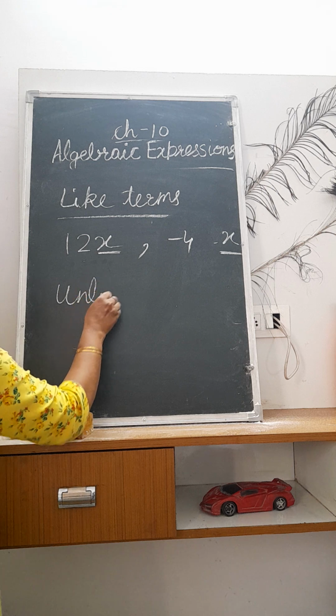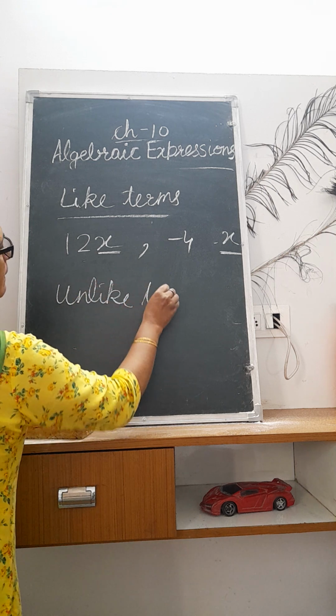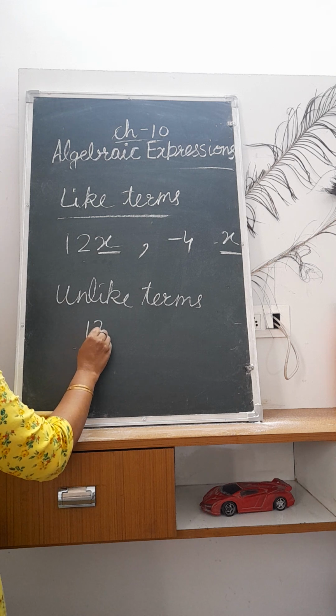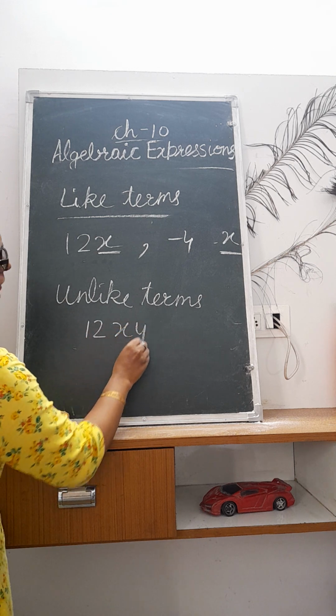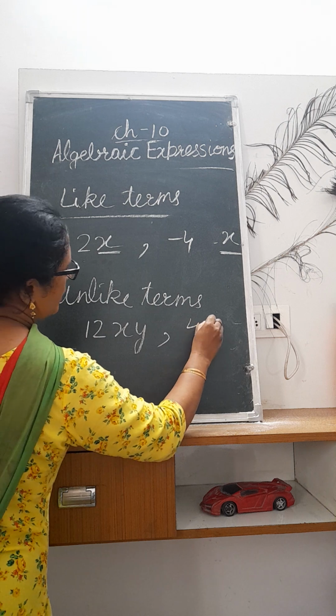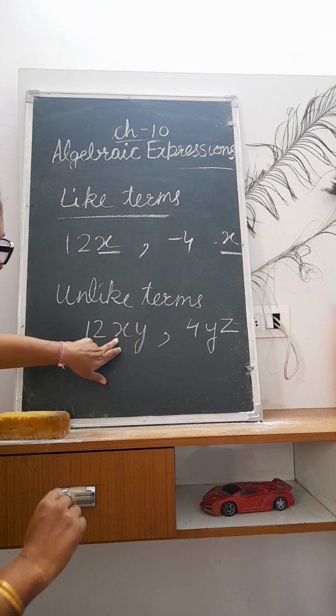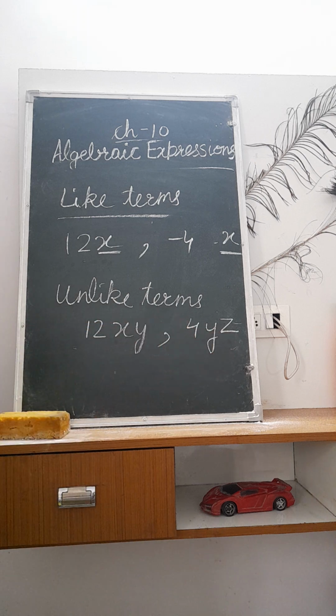Unlike terms are different terms. Suppose we have 12xy and 4yz. These are different because the variables are different, so these are unlike terms. I hope you got the idea of like and unlike terms. Once we identify the like terms, we can add them. Only like terms can be added, not unlike terms.